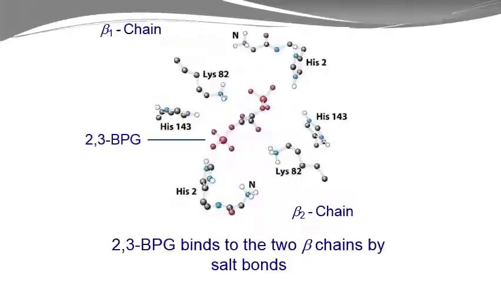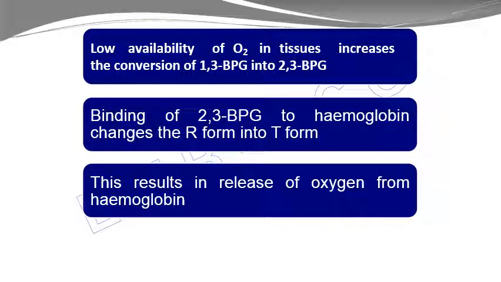Now, this 2,3-BPG usually will bind to the beta chains by salt bonds or ionic bonds, and it will help in the release of oxygen from hemoglobin. How? By converting the hemoglobin to T form from R form.